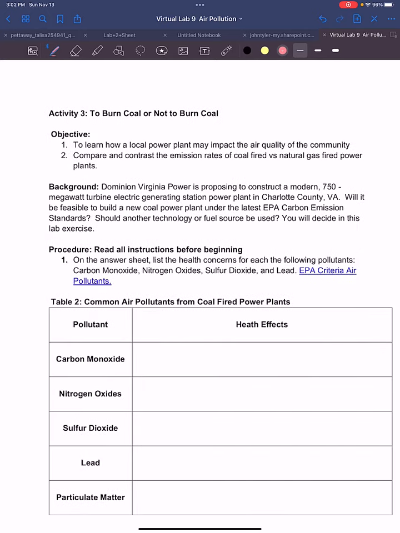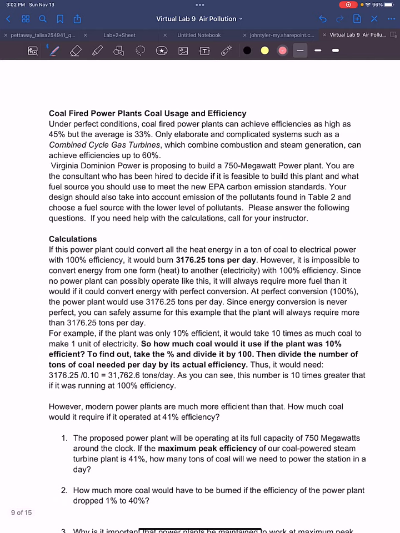Now, to do the rest of the lab, you're going to look up the health effects by using the EPA criteria air pollutants, and then the calculations. You're just going to go through and do this. The video I have in the chapter overview will go through these calculations, and you'll be fine on that. And that's it for now.